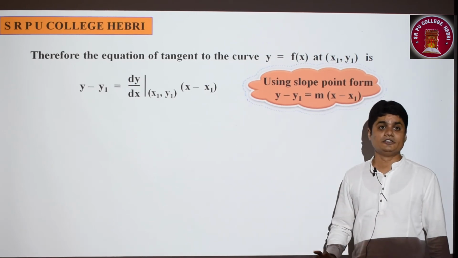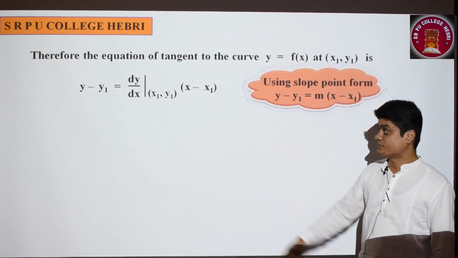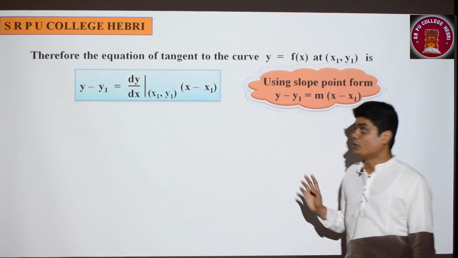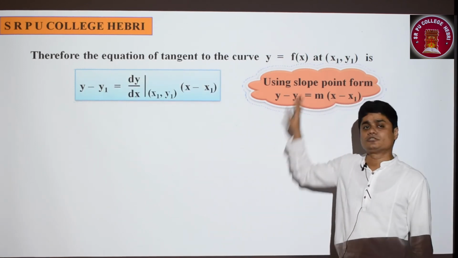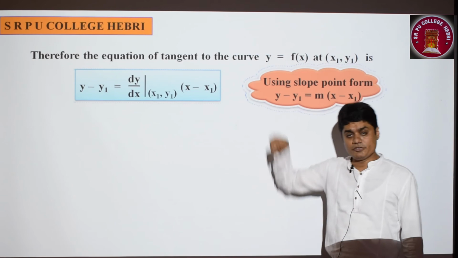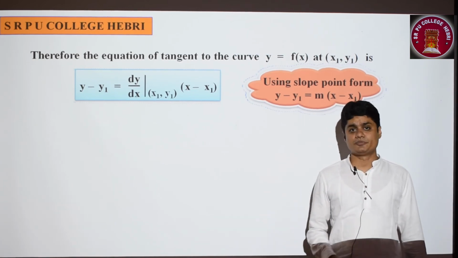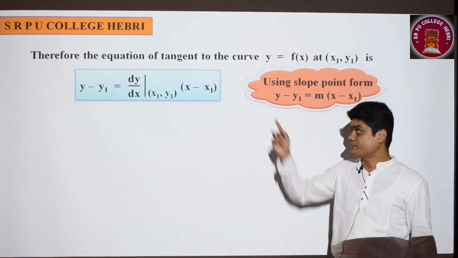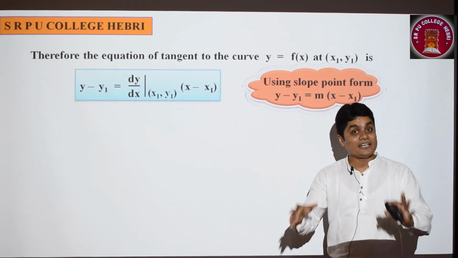So this is the formula to find the equation of the tangent. It is easy to remember because you learned slope point form in first PUC. What do you mean by slope? Even that you studied in first PUC. We are just combining two first PUC concepts to get the equation of the tangent to any curve at any point.